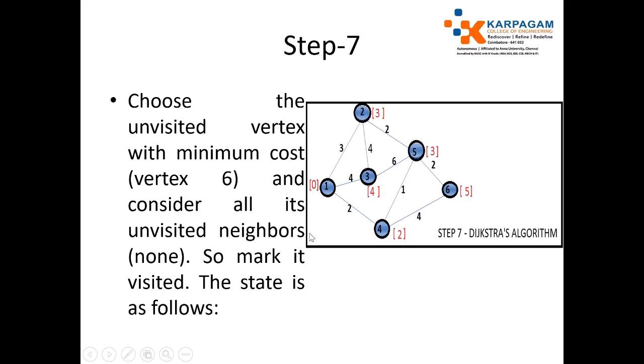What do we interpret from this? From the source to every other vertex, we have recorded the shortest path. From 1 to 2, the shortest path is 3. 1 to 4, the shortest path is 4. 1 to 3, the shortest path is 4. 1 to 4, the shortest path is 2. 1 to 6, the shortest path is 5, through this path. This path is also recorded. For 1 to 5, the shortest path is 3, through this path. So this is a single source shortest path problem.